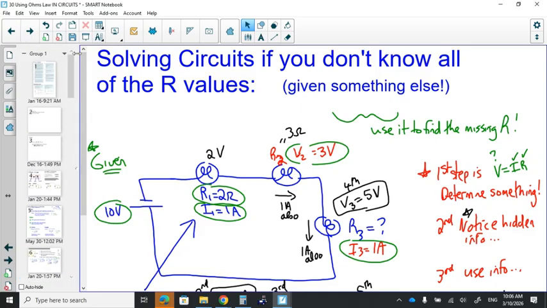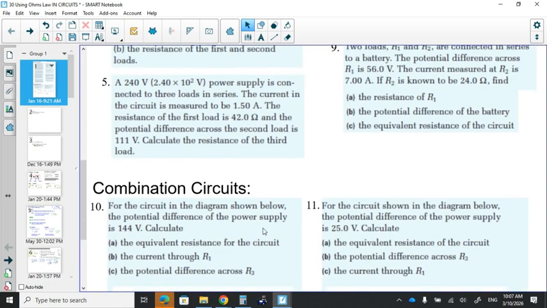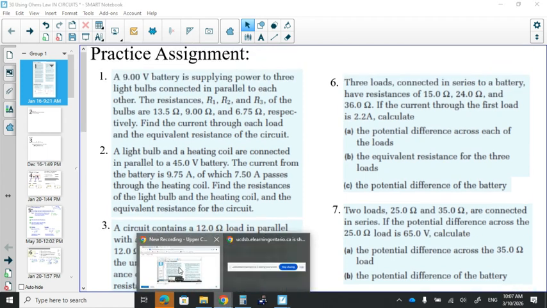Okay, so just working with Ohm's law like crazy, lots of little examples there to work out and try, and yeah, hopefully that makes sense.